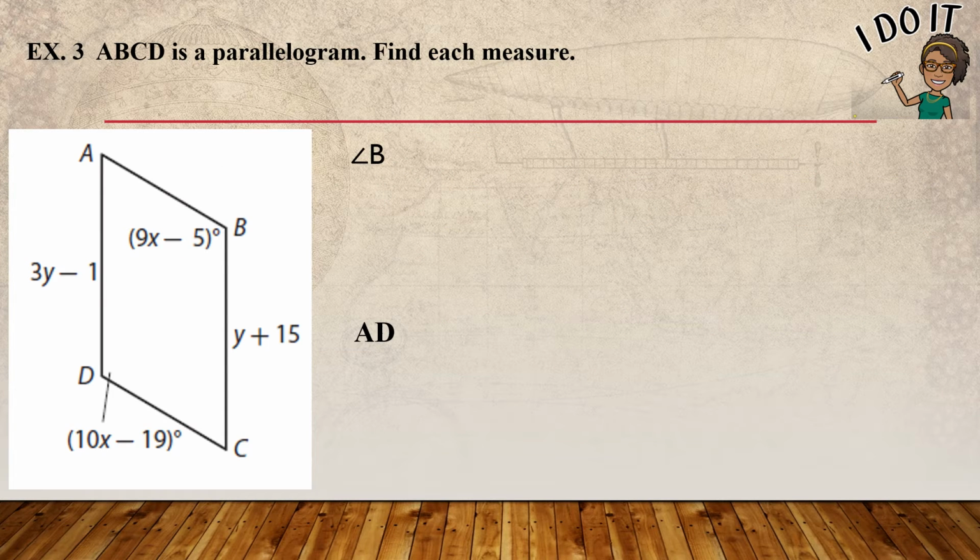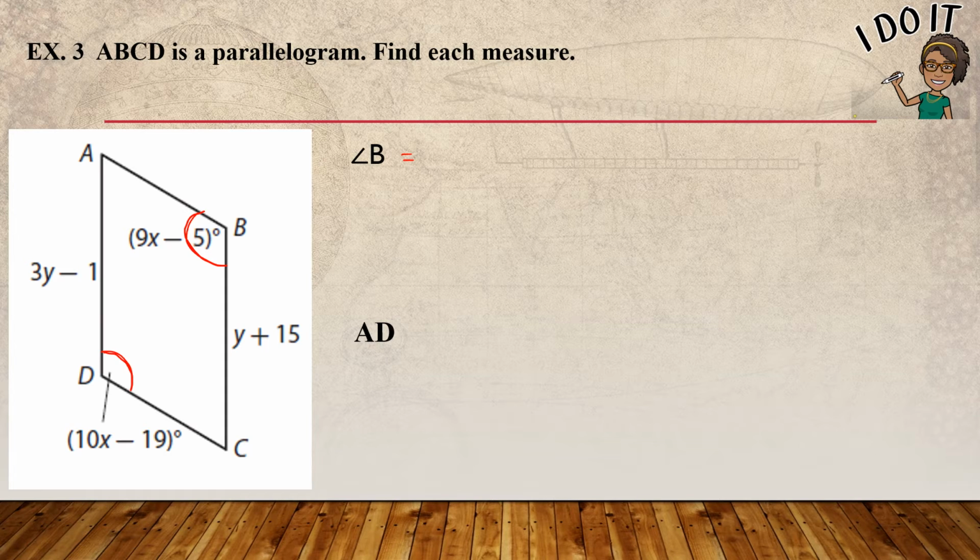All right, so let's look at example number 3. Example 3 says ABCD is a parallelogram, and we're going to find each measure. So we're going to first start out with angle B, and angle B is located here as 9x minus 5. So I'm going to look for another angle that has been given, and that is angle D, which is 10x minus 19.